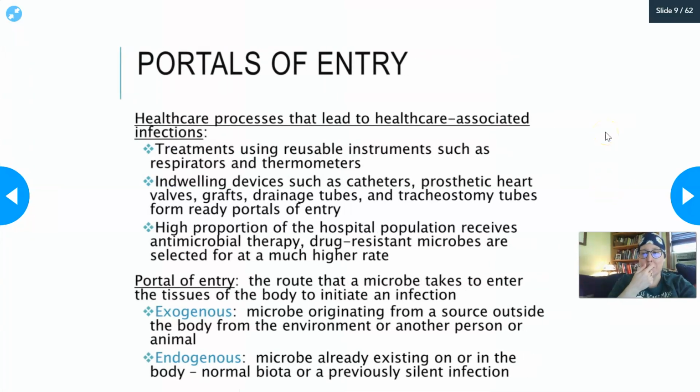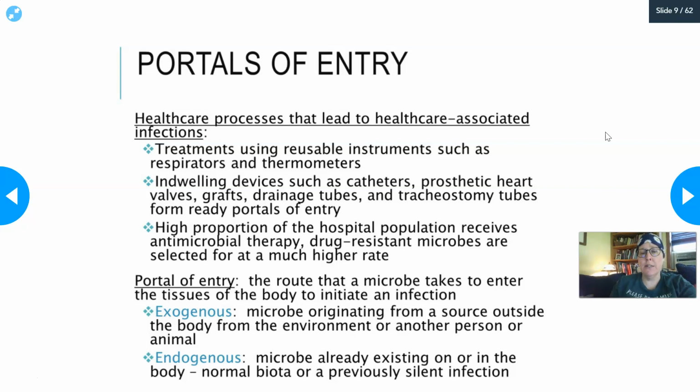Okay, so let's talk about portals of entry. There are healthcare processes that can lead to healthcare-associated infections. Any treatment using reusable instruments, such as respirators or thermometers. That's where you have the thermometer covers for the thermometers. But respirators have to be completely decontaminated between patients. And anytime you mess with it, there's chances of introducing infection and contamination into the patient.